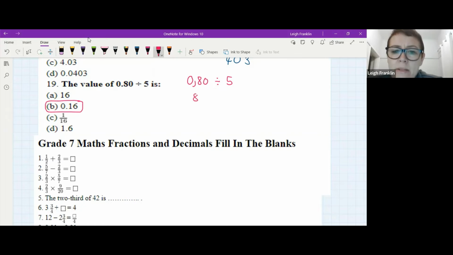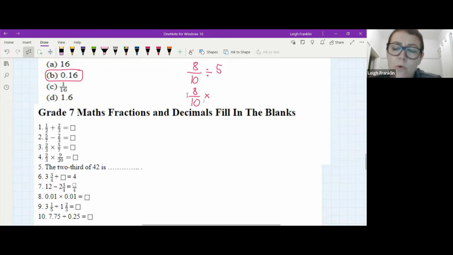0,80 means 8 out of 10. You could also write it as 80 out of 100, but it also means 8 out of 10. Now, if we need to divide that by 5, the rule when it comes to dividing fractions is that we've got to keep the first fraction the same. We've got to change the divide into a times. And then we've got to flip around, or we write the reciprocal of the fraction that follows. So because 5 means 5 over 1, here we would have to write 1 over 5.